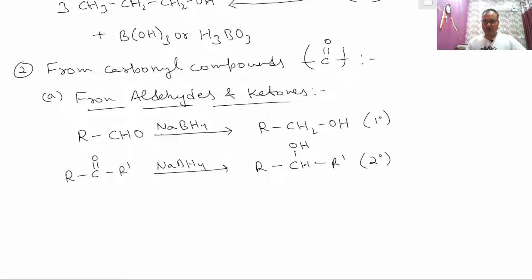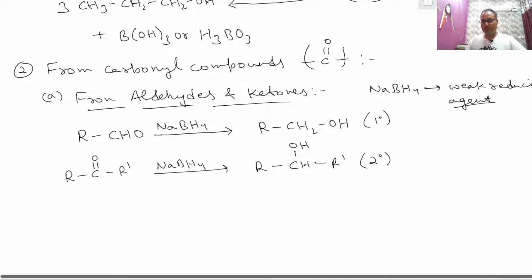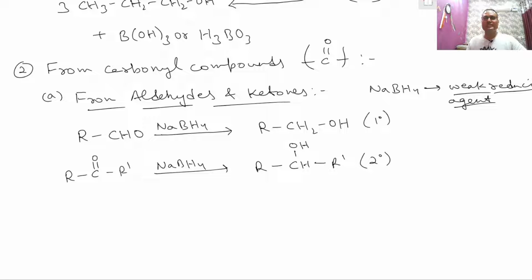That's the only difference in the reduction of aldehyde and ketones. And always remember, NaBH4 is a weak reducing agent. So it can be used only in the case of aldehyde and ketones. This can't be used to reduce carboxylic acid, esters or acid chloride. Or you can say we cannot reduce any of the acid derivatives using sodium borohydride.